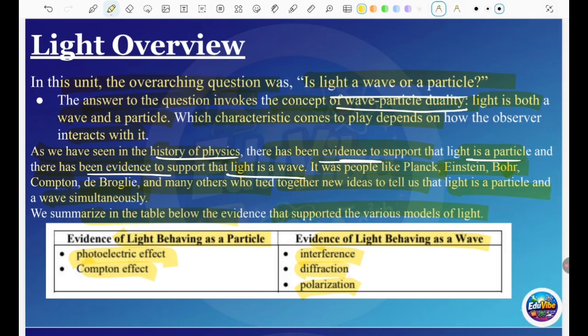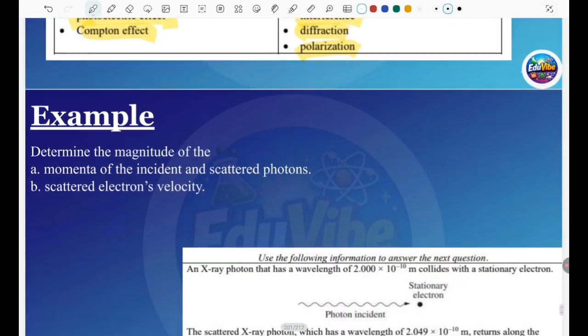So the one thing to know is that we have evidence for both. This means light is both a particle and a wave. That is duality. So in this unit, the question was whether light is a wave or a particle, and we get the answer from here.